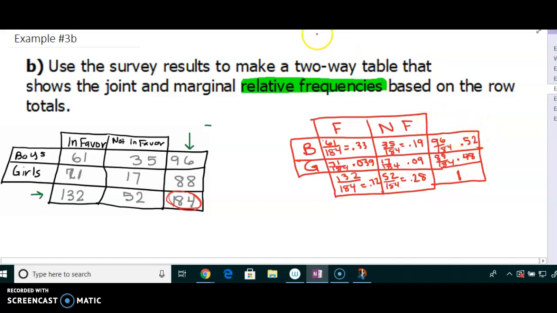Okay, so this is joint and marginal relative frequencies. Okay, make sure you know the difference.